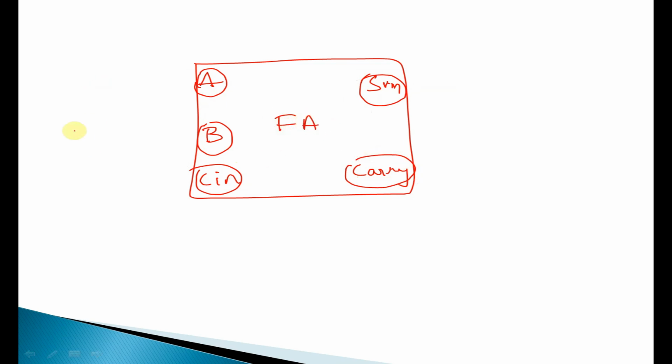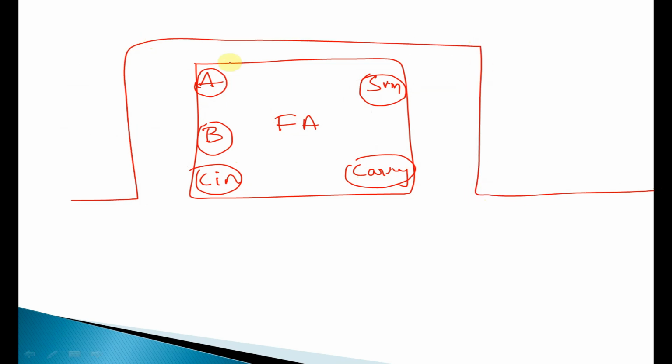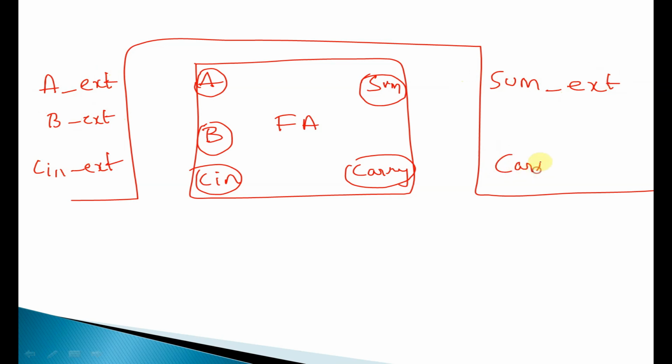Okay, now from the external environment you are going to give these values. Let's say this is A_external, B_external and C_external, and you're collecting it to some external variable, carry_external. Now you are providing this, you are connecting these two pins, B_external, C_external, and you are connecting these two pins.